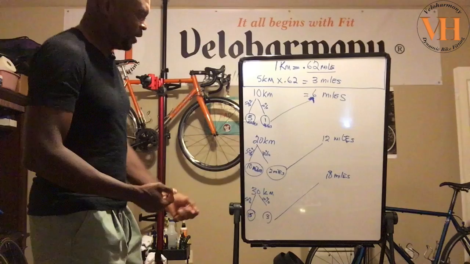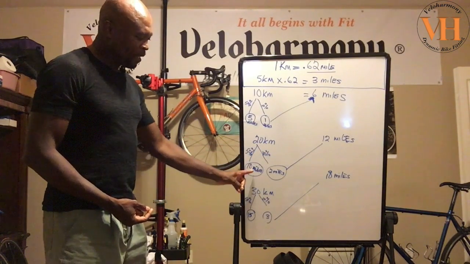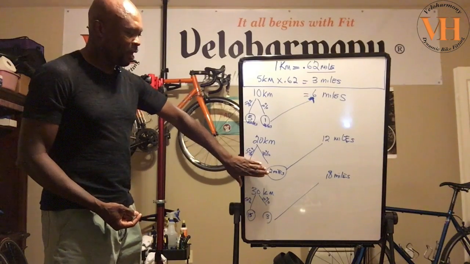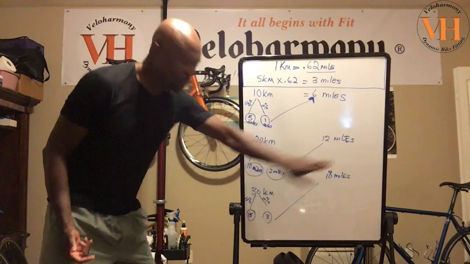So let's try it down here. 20 kilometers an hour. 50% of that is 10. So that's 10 miles an hour. But we need another 10%. 10% is the 2. That's how come this is 12.